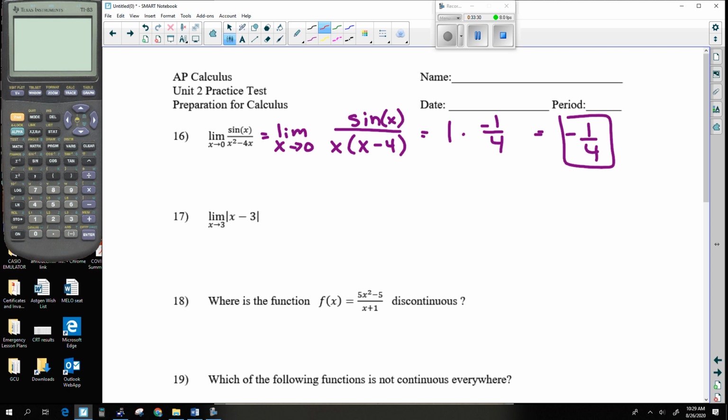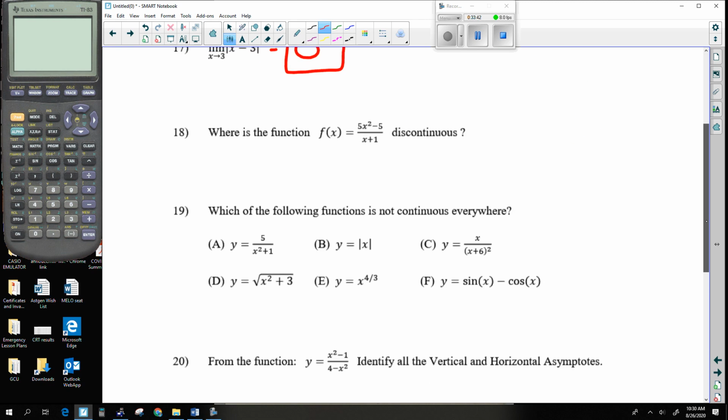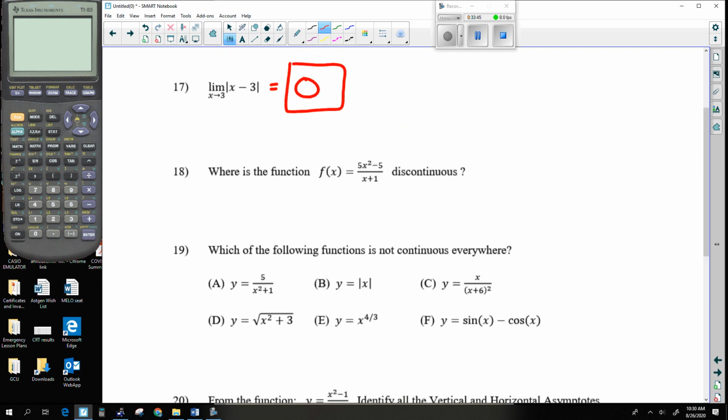Limit as x goes to 3, well, that's 0. You can just plug and chug. No illegal mathematics. It's okay to get answers of 0. Just because you get an answer of 0 doesn't mean it's a problem. Bottom zeros are a different story, but you can get zeros.